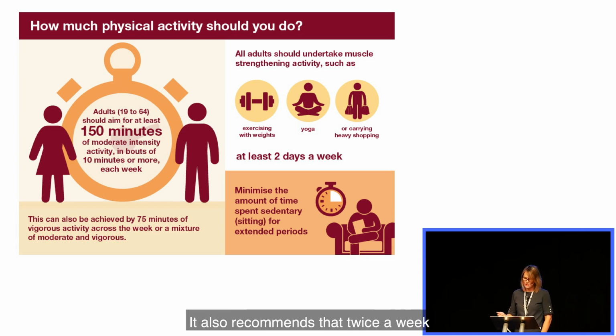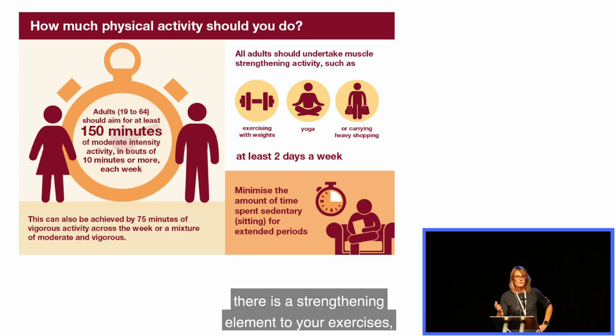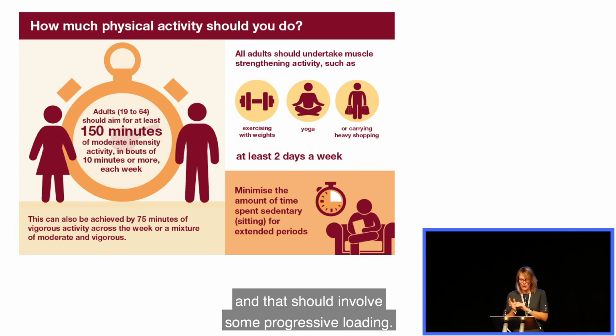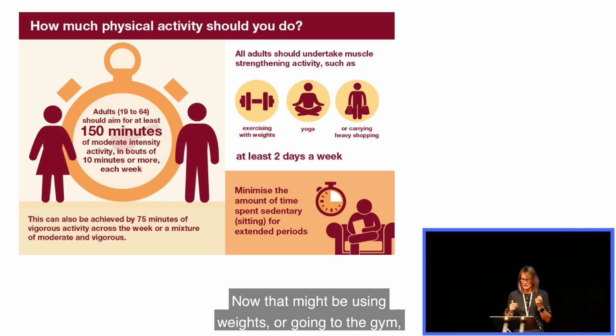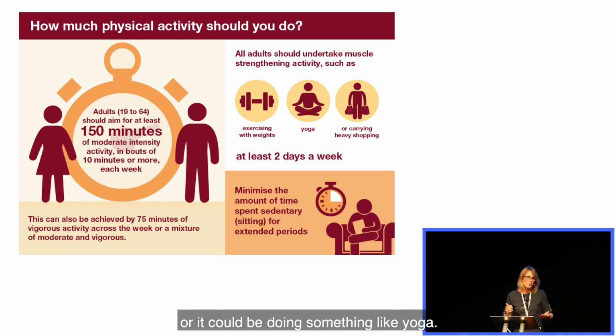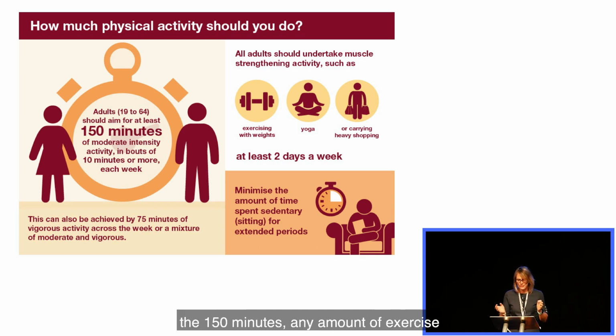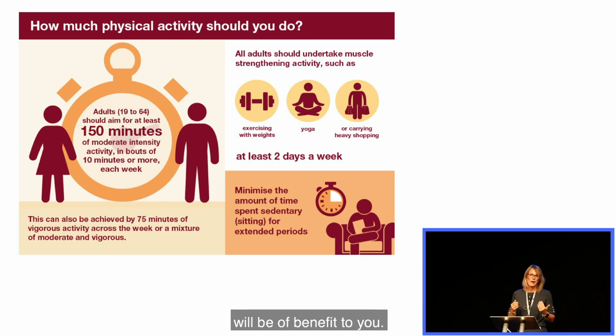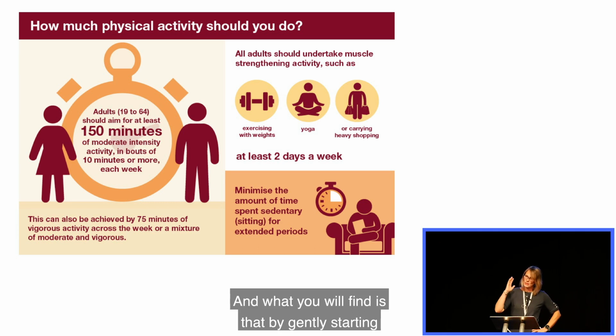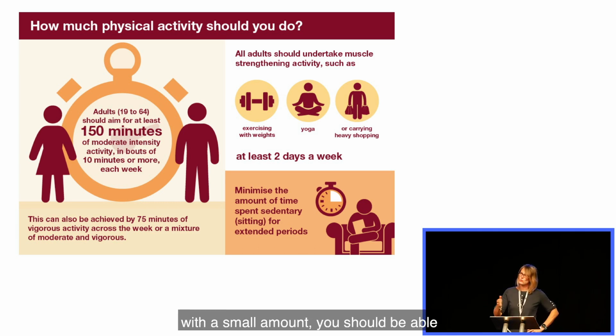It also recommends that twice a week there is a strengthening element to your exercises, and that should involve some progressive loading. Now, that might be using weights or going to the gym, or it could be doing something like yoga. It's about suiting it to the person. Having said that, if you're not able to achieve the 150 minutes, any amount of exercise will be of benefit to you. And what you will find is that by gently starting with a small amount, you should be able to build up your tolerance of exercise to be able to do more over time.